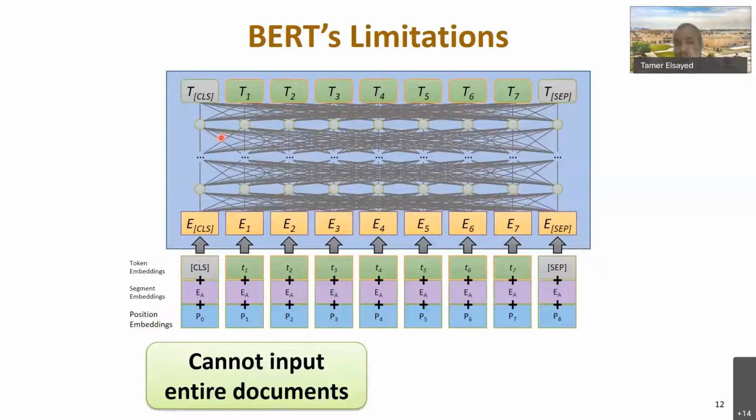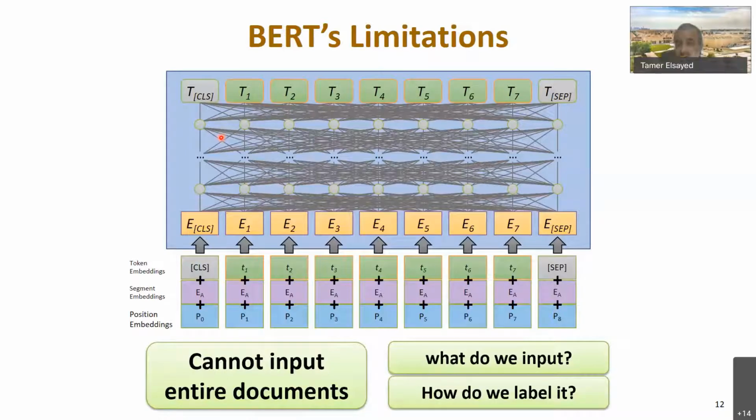So there are at least two questions raised from that. The first one: what do we input in that case? If I have a long document, how should I deal with it? That's for inference, because the input cannot exceed 512. And for training, we already have labels for complete documents. The labels are at the document level, so what would we do with that? These are two questions that we will think about next.